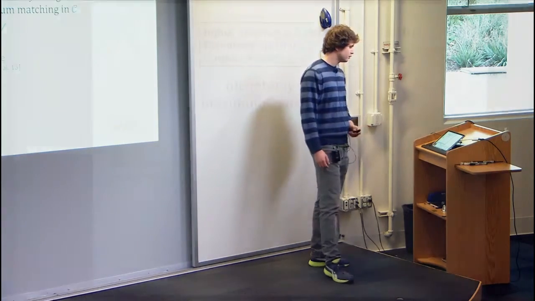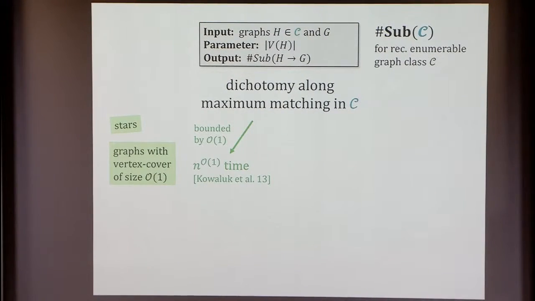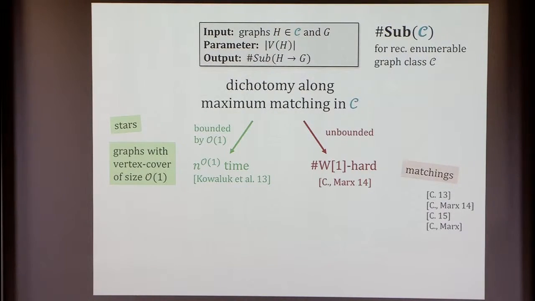On the other hand, if you don't have a bound on this maximum matching number, then the problem is #W[1]-hard. This situation applies in a minimal case if the class is that of matchings, but it applies also for paths and cycles, because in both of these graph classes you can find arbitrarily large matchings. And generally it applies whenever you can find graphs in which you can fit large matchings.